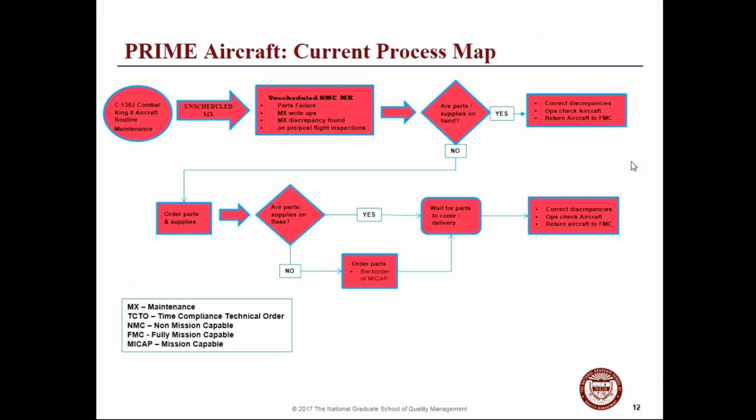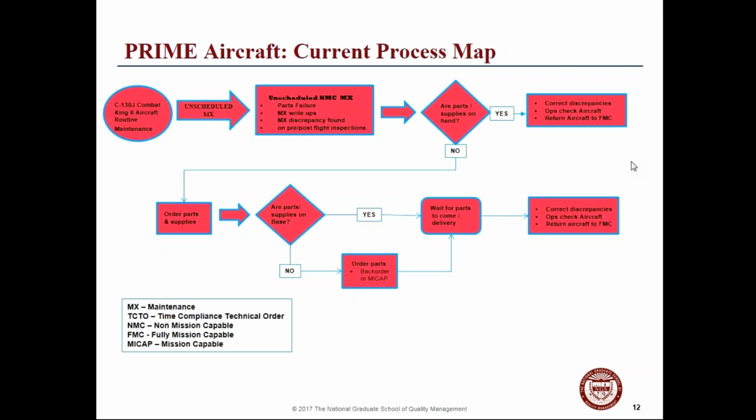Okay, this is our current process map. This is for unscheduled maintenance. So we have unscheduled maintenance when the aircraft breaks. We need to order the parts. We order the parts through the supply system. Are parts available? If parts are available, we correct the discrepancies. We fix the aircraft.